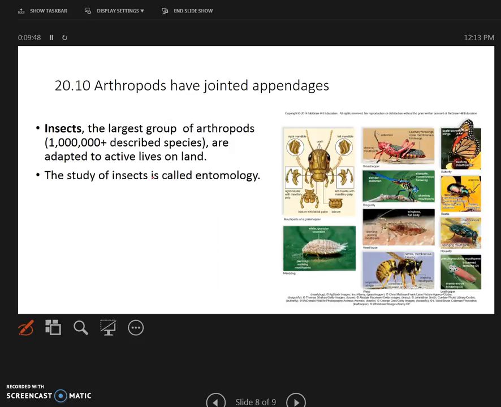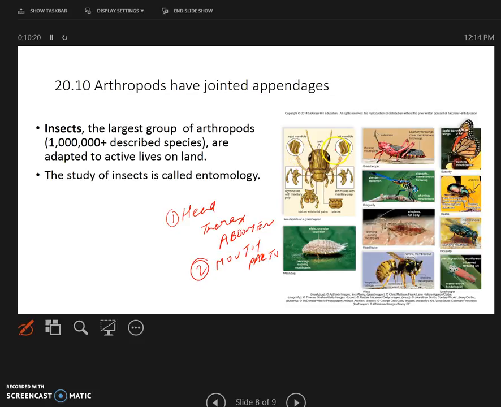And last but not the least, the largest group are the insects, with over 1 million species that are adapted to live actively on land. The body is divided into head, thorax, and abdomen. So here is the head, thorax, and abdomen. And of course they have various mouth parts.